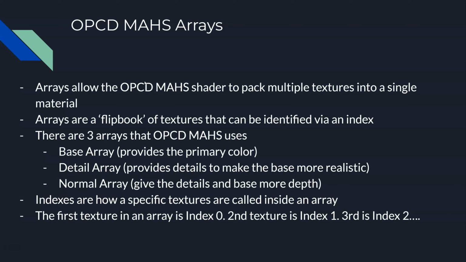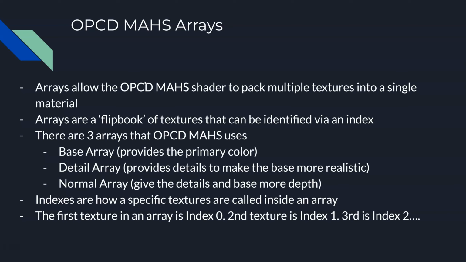There are three arrays that the MAHS shader uses. We've got the base array, which provides the primary color for that material, for that channel. For example, if you want something to look like grass, you want to start with green. If you want something to look like sand, you want to start with probably something that's white. Now you can tweak that color. Just because you start with green doesn't mean it has to be that particular color of green. You can change it, and we can do that inside of the shader. But that is the base, and consider it the starting color.